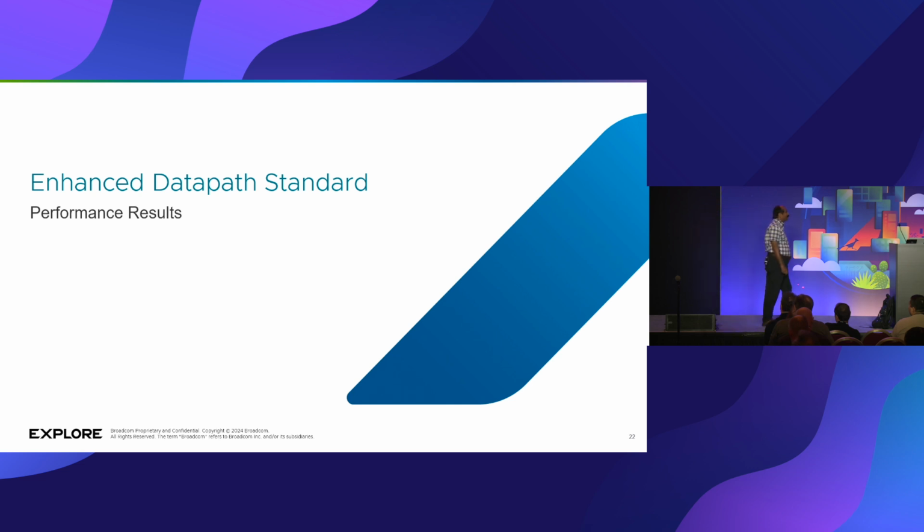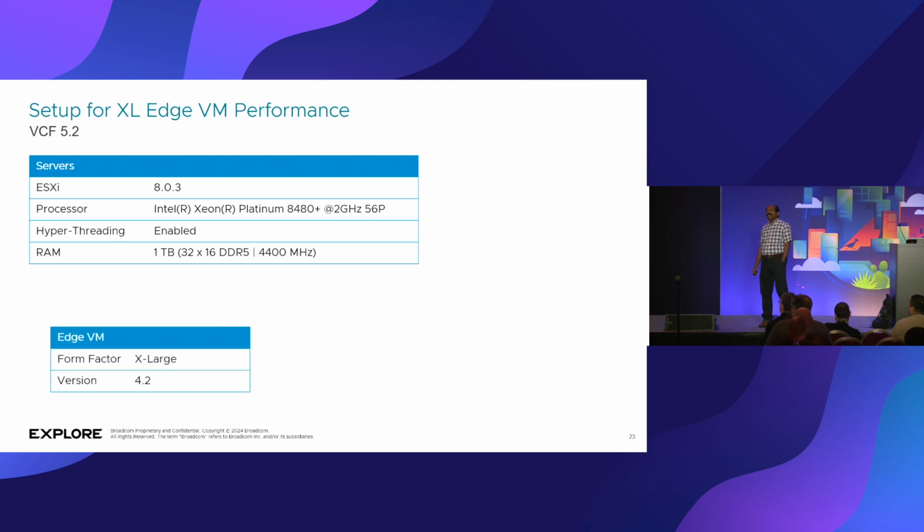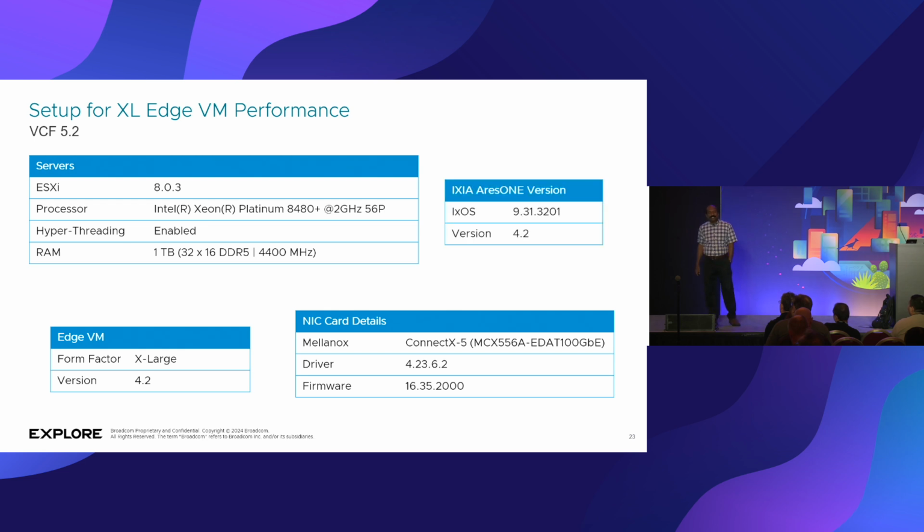Let's look a little bit at the performance results with enhanced data path. What we've done is, this is with VCF 5.2, and that means ESXi 8.0 U3, NSX 4.2, and Mellanox NICs, and we're using Ixia for this testing. Ixia, because it enables you to set the test with a certain drop rate. In this particular case, we're looking at a 0.001% drop rate, which is almost nothing. And these are the results with that.